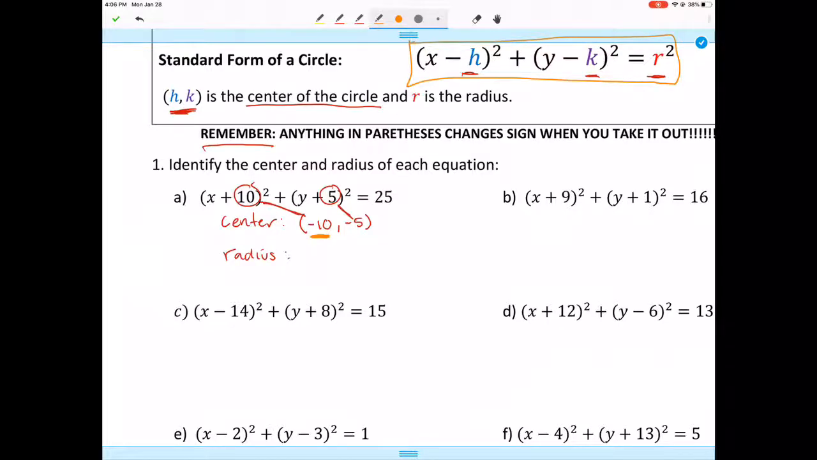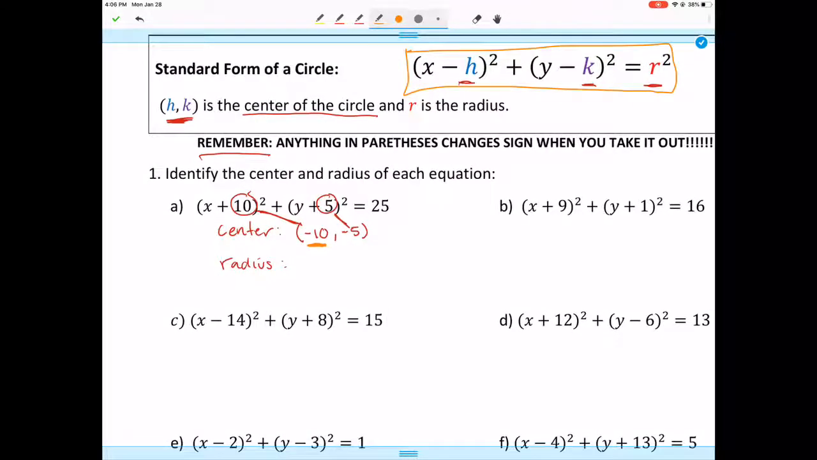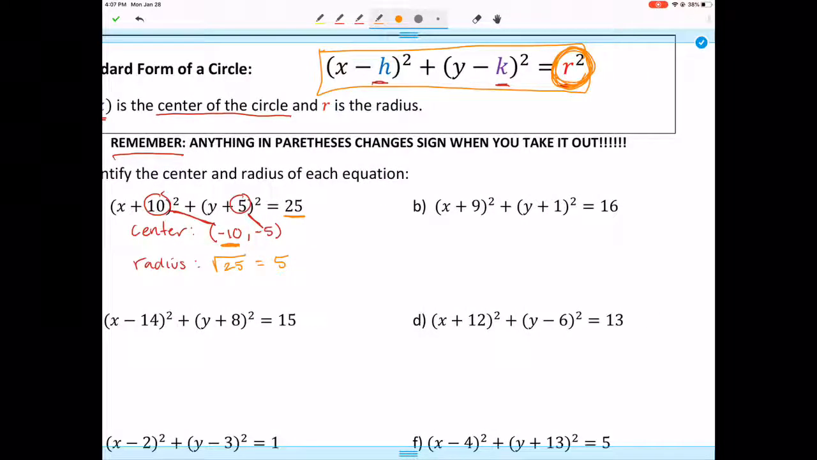First, we have the radius. Sometimes you may say, ooh, the radius is 25. But it's important to realize that over here at the top right corner, that is the radius squared. So if we want to find out what the radius is, we will take the square root of 25, and the radius will be 5.